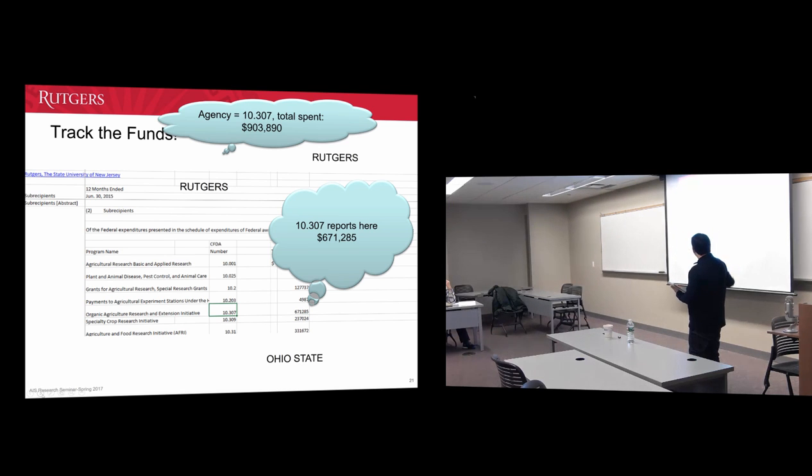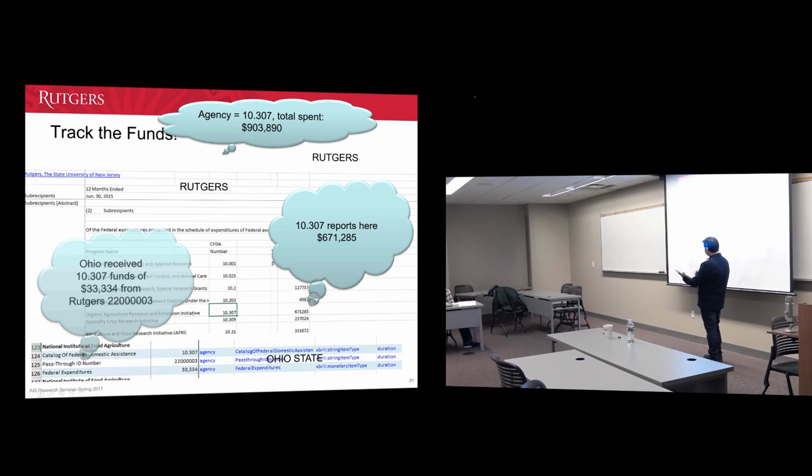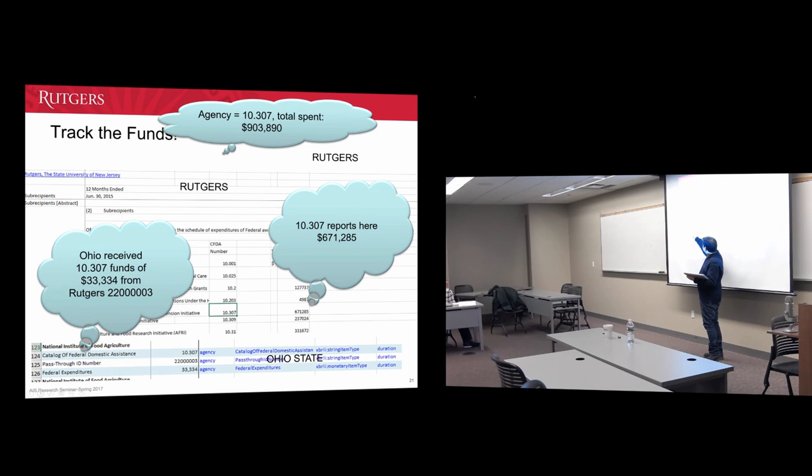We looked at all the amounts for that year. We looked at the report, okay? The report here shows this amount. This is for Rutgers. We looked at Ohio State. Ohio State, they reported it as here. Can you see it? 3,334. This is the amount that they received from Rutgers.